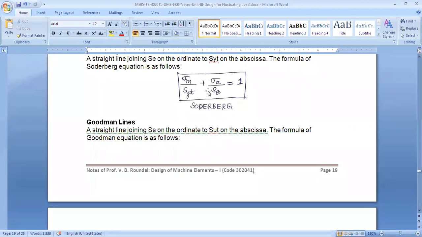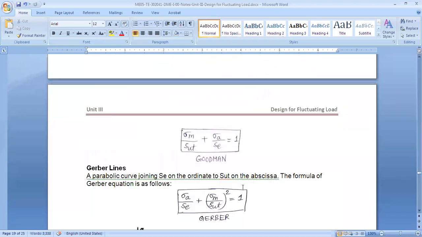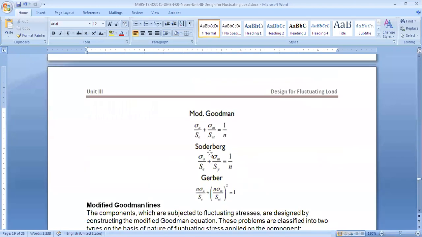Upon SYT. Similarly, sigma a into n upon SC. And since n is common, we can take it out and send it to the other side. So the equation will remain the same: sigma m upon SYT plus sigma a upon SC is equal to 1 upon n. Are you getting my point? See, I have shown it here.